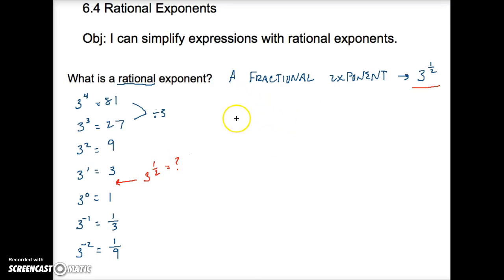Well, let's look at this. If we take 3 to the 1/2 power times 3 to the 1/2 power, our properties of exponents say that if we have the same base, we add our exponents. So this gives us 3 to the 1/2 plus 1/2, or 3 to the 1st power. How does that help us? Well, 3 to the 1/2 times 3 to the 1/2 is just 3 to the 1/2 squared.